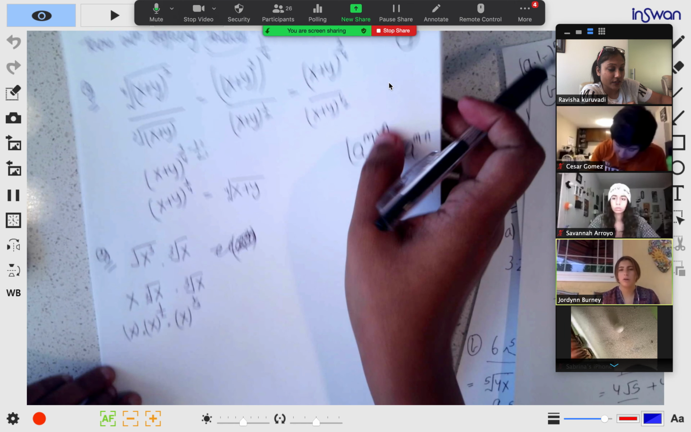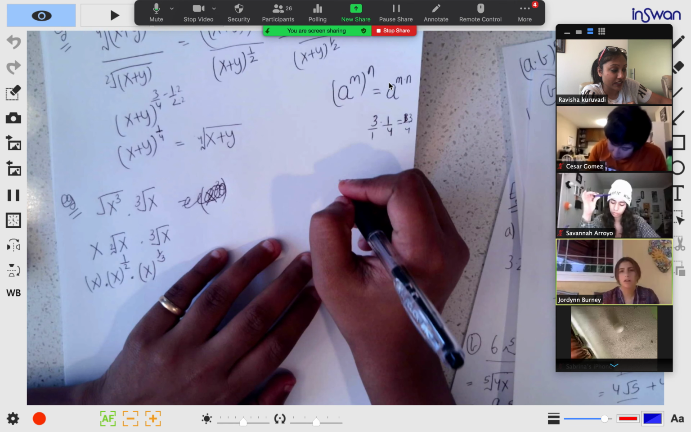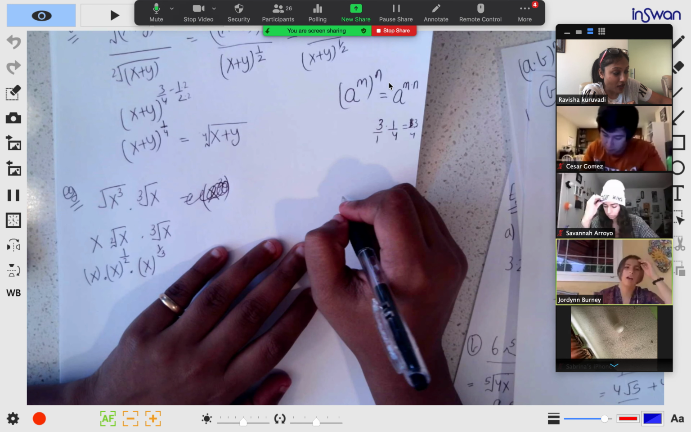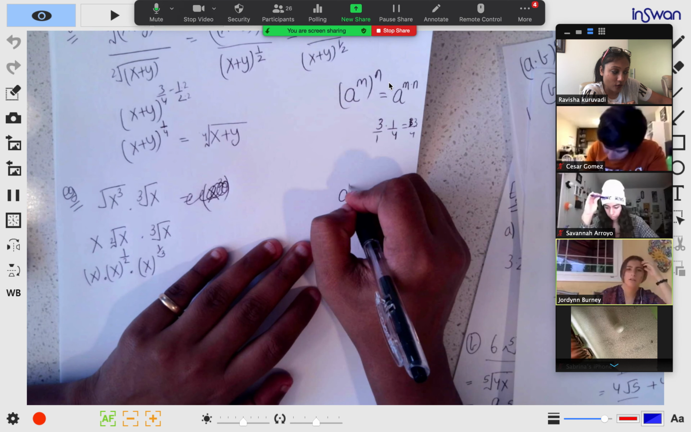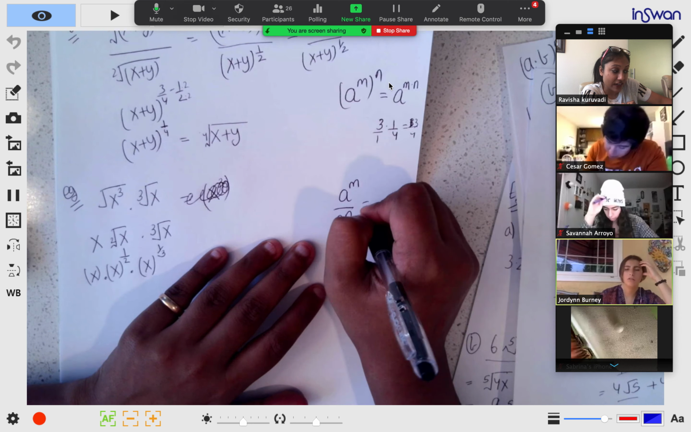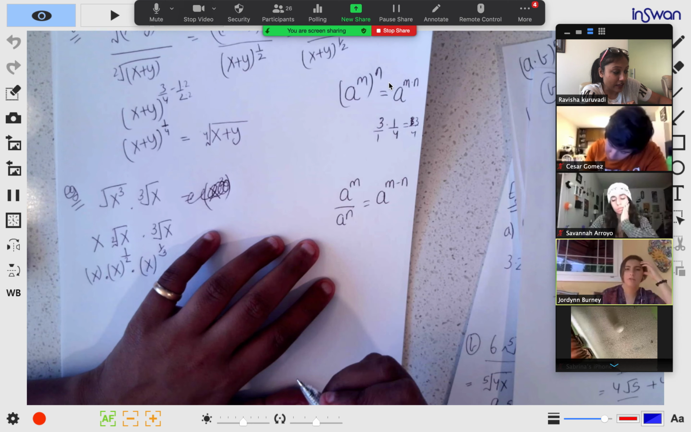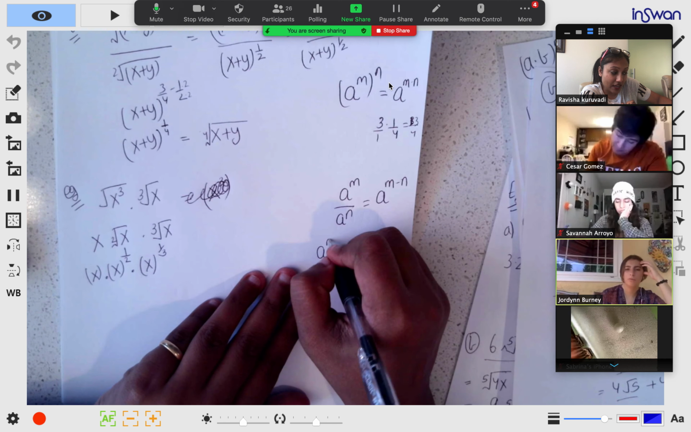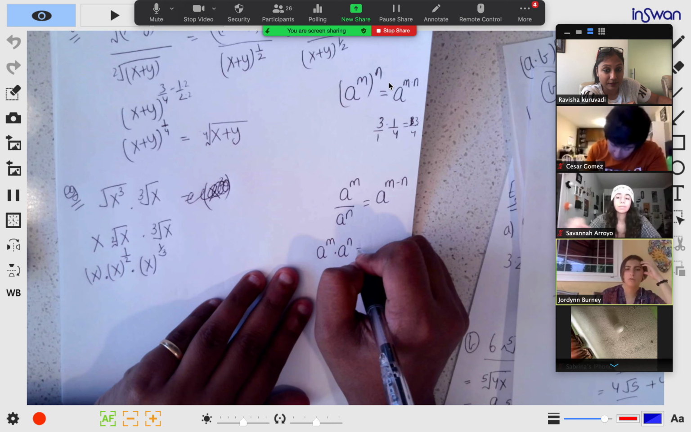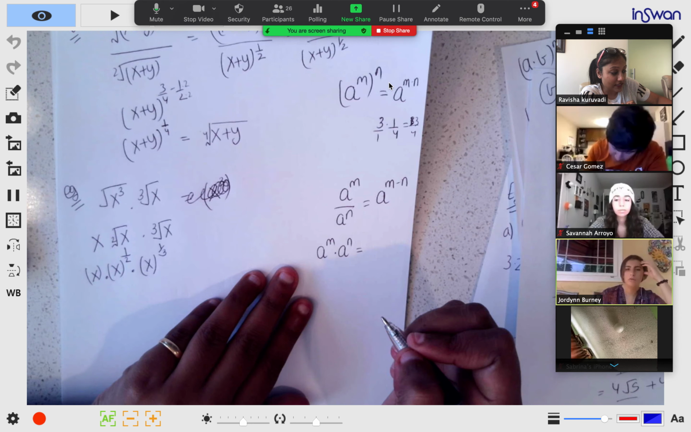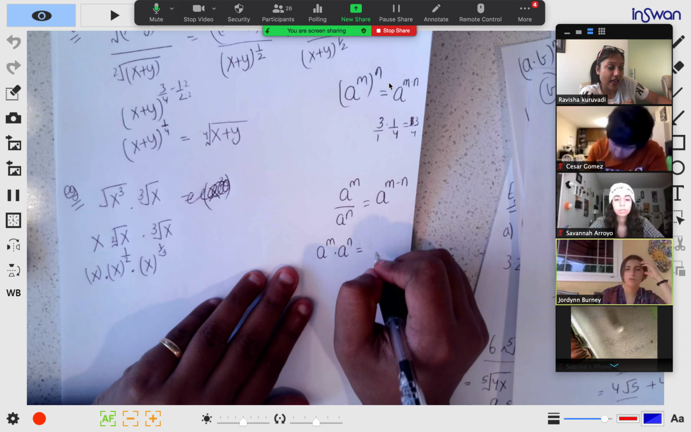No, see here, it's the previous topics we did, 10.2. So if you have a^m and a^n, my bases are the same and you're dividing, then you subtract. But if you have a^m and a^n and you're multiplying, in this case you're gonna add.